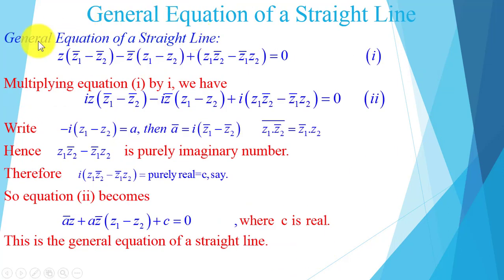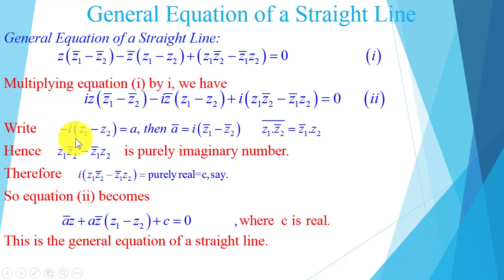General equation of a straight line. We know that z into (z1 bar minus z2 bar) minus z bar into (z1 minus z2) plus z1 z2 bar minus z1 bar z2 is equal to 0. This is equation number 1. Multiplying equation number 1 by i, we have i times z into (z1 bar minus z2 bar) minus i times z bar into (z1 minus z2) plus i into (z1 z2 bar minus z1 bar z2) is equal to 0. This is equation number 2.